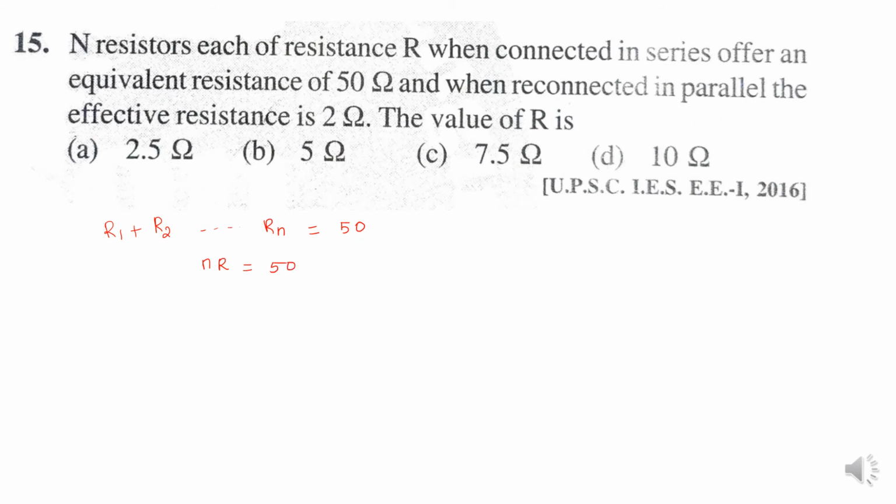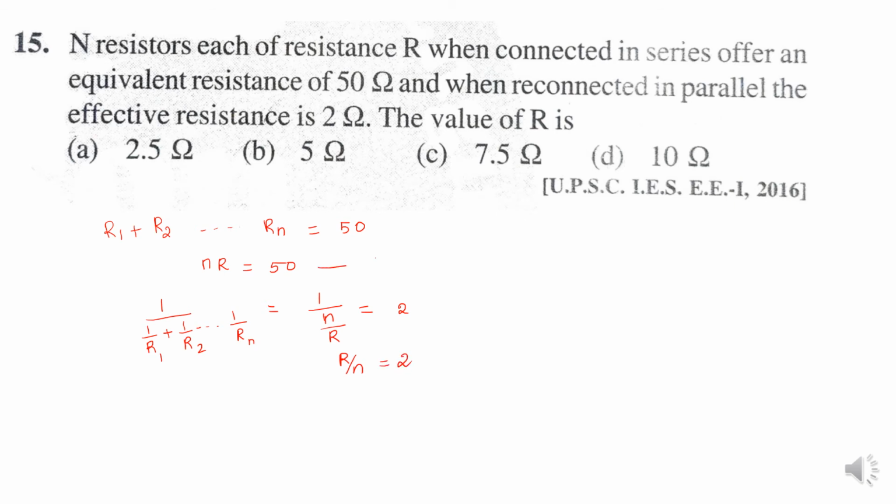Now these resistances are reconnected in parallel. The effective resistance is 2 ohm, which is also given. Parallel means 1 divided by (1 by R1 plus 1 by R2 up to 1 by Rn). All are R, so we can rewrite this as 1 divided by N by R, that is R by N. That is equal to 2. So R by N equals 2.